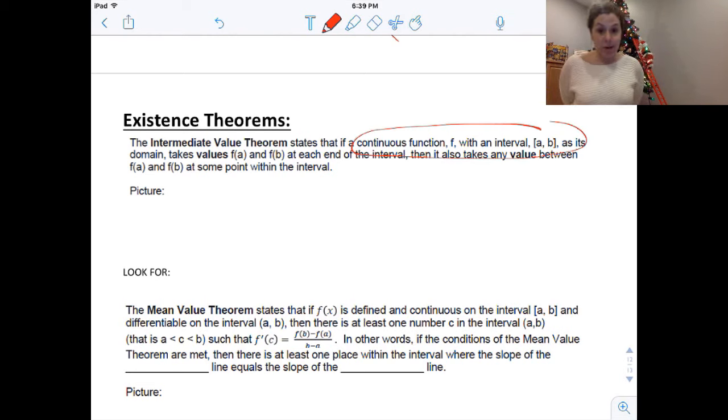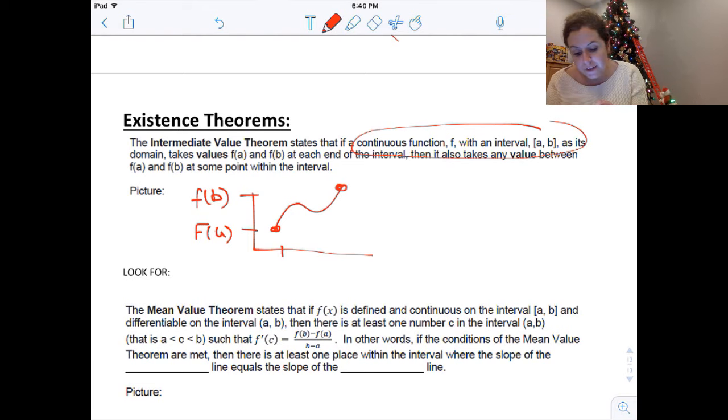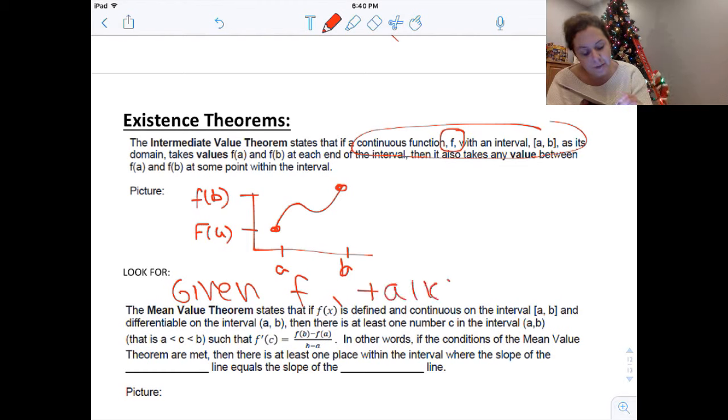In other words, if I've got this function and I know it's continuous here, there's f of a, there's f of b, I have to hit every value between those. That's what that says. So if that's a and that's b, every value between f of a and f of b is covered. Here's what I would say: if you're given f and it talks about f, that is usually IVT.